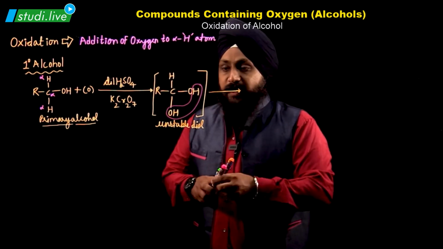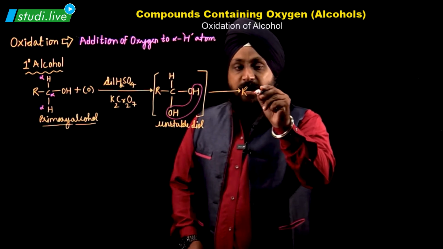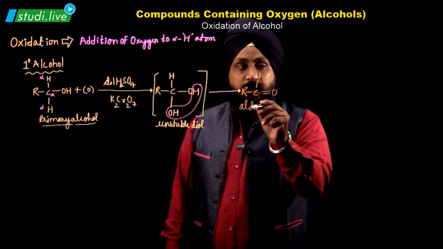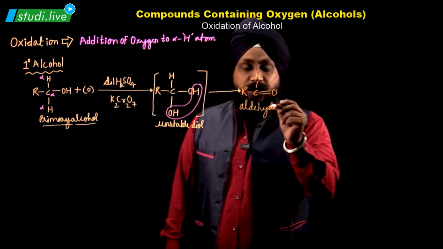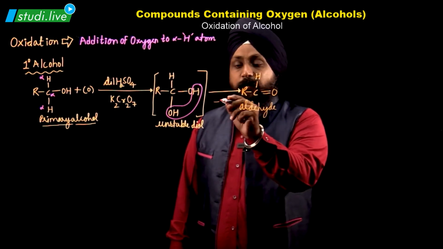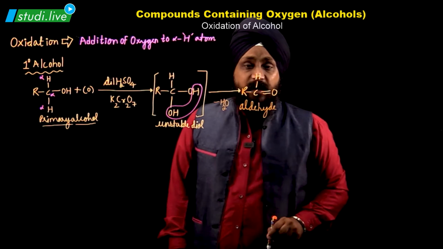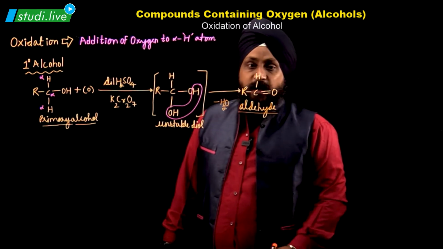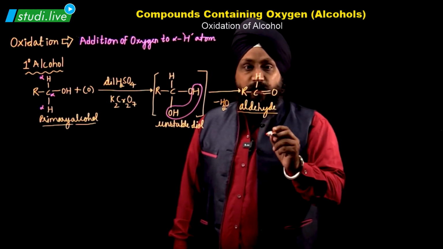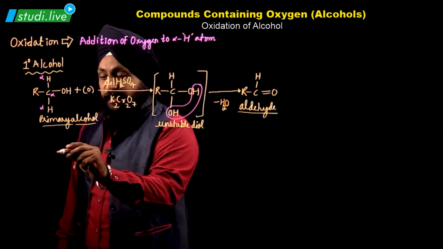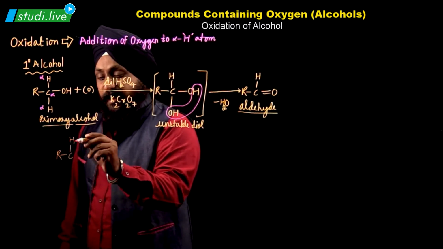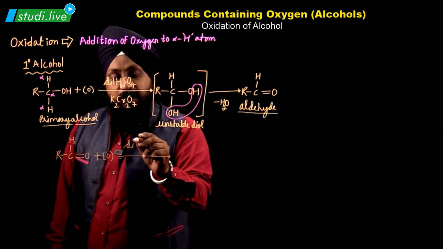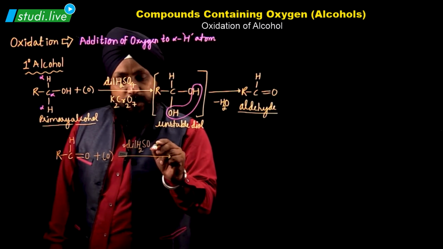So what you will get is something of this type, RCH, with a double bond to O. What is this, students? This is your aldehyde, and along with that you get water. So primary alcohol on oxidation gives you aldehyde, and that aldehyde gets further oxidized to carboxylic acid.